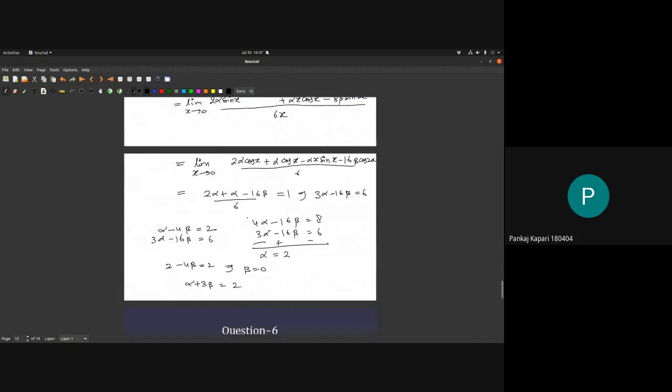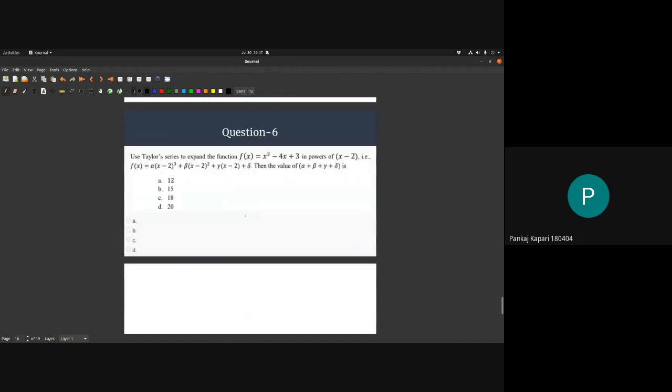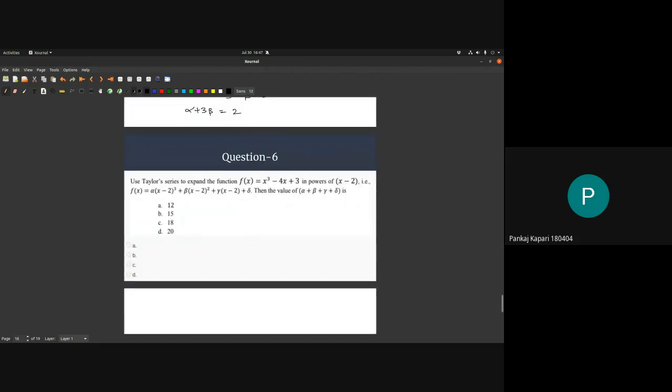Okay. Let's move to the last problem. This is the last problem of our live session, and it is again based on the Taylor's series. What is the problem? You have been given a function which is already a polynomial, x cube minus 4x plus 3, but you have to write it as a polynomial in terms of x minus 2.